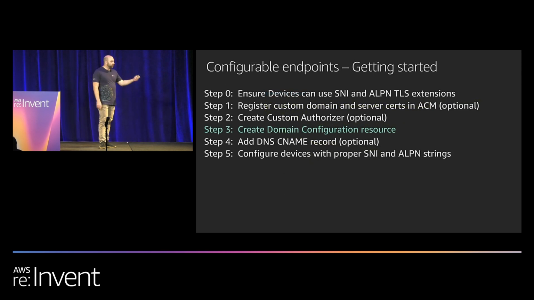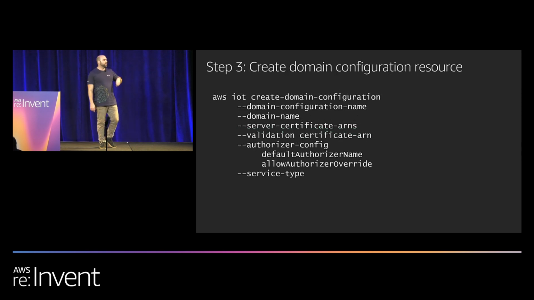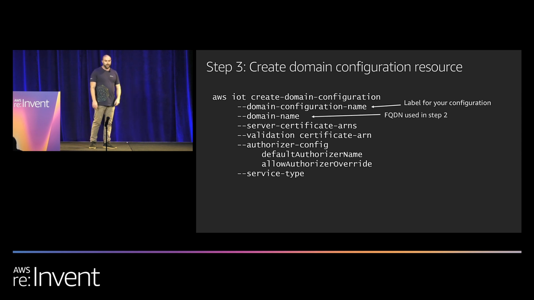So once you have your authorizer all set up and your domain all registered, you can go ahead and create this domain configuration object. So this is the configurable endpoint. And to do this, we've introduced a new API that's called create domain configuration. And it just has a couple little attributes that you need to pass. The first is a configuration name. So this is just like a handy label by which you can remember which configuration this is and what it's doing. Then the domain name that your devices will use to connect on this endpoint.